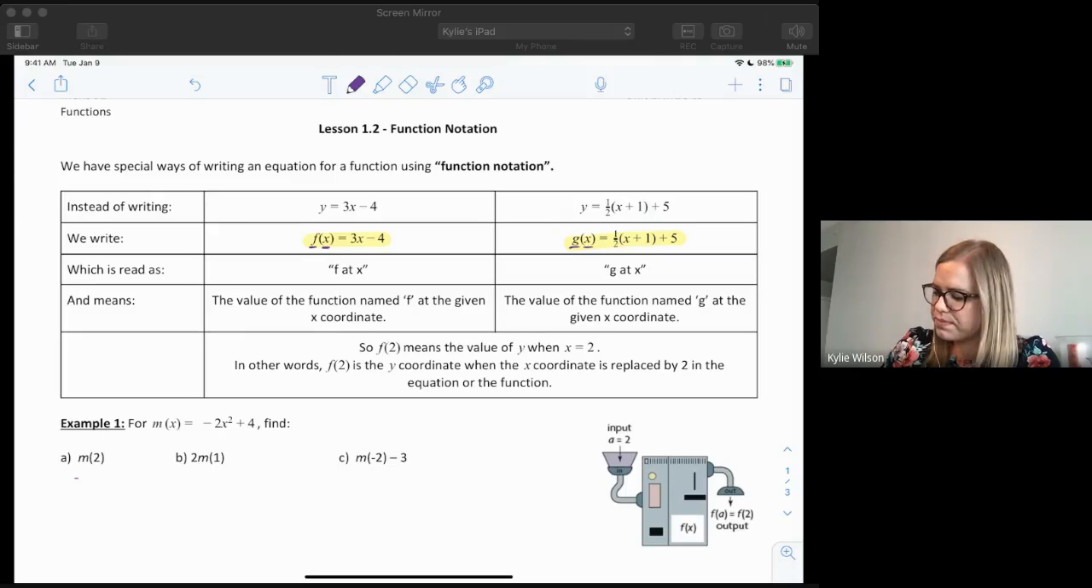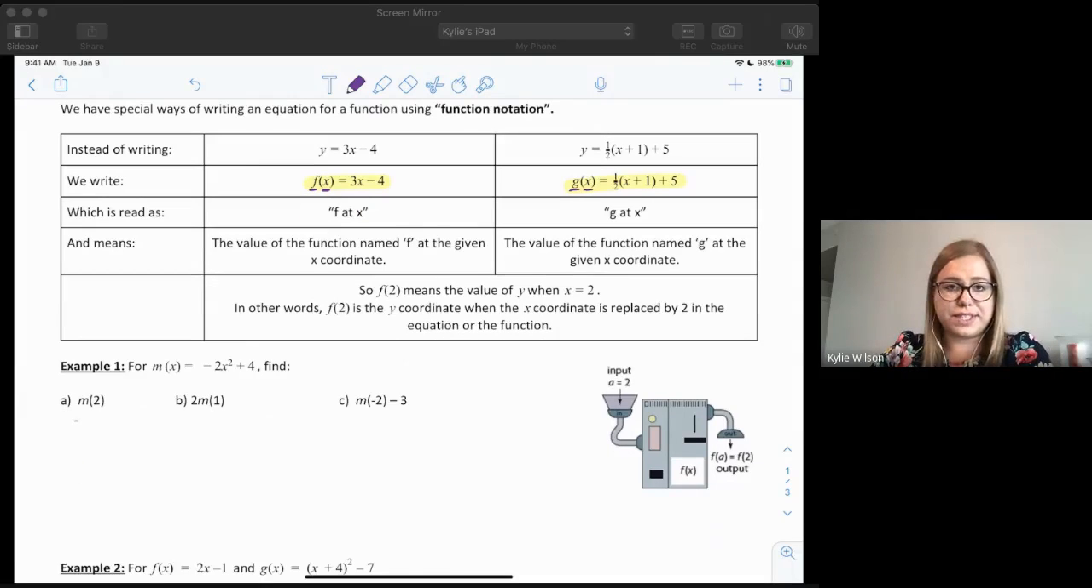The other thing that's useful about this notation is that I can sub in values for x, and I can nicely write it like this, like f at 2. Basically what that means is when x equals 2. Up until this point, we would say sub in x equals 2. But now we have this nice way to write it where I can just say f at 2 and then sub in 2 for x.